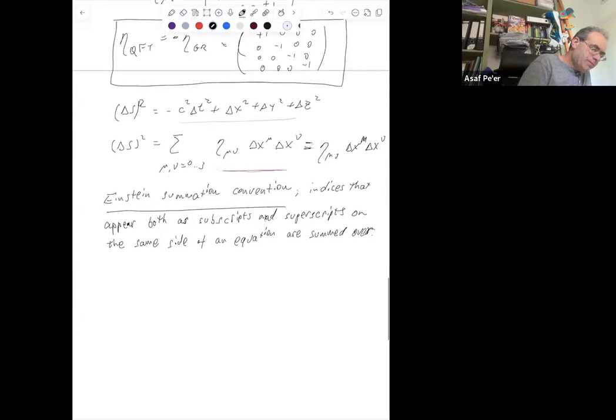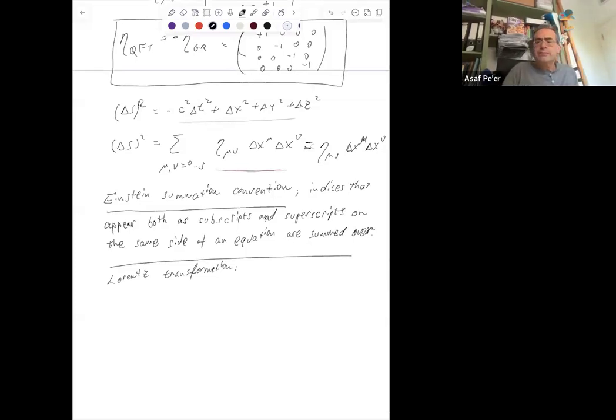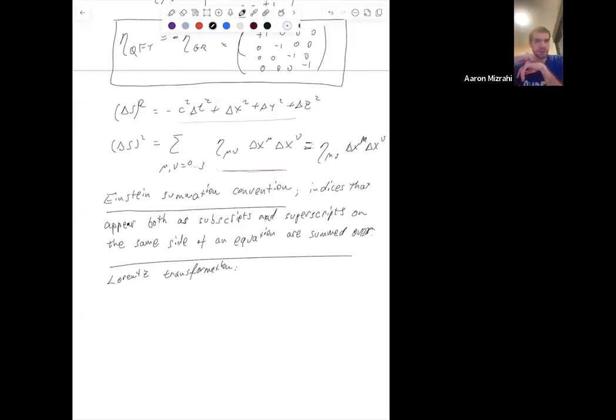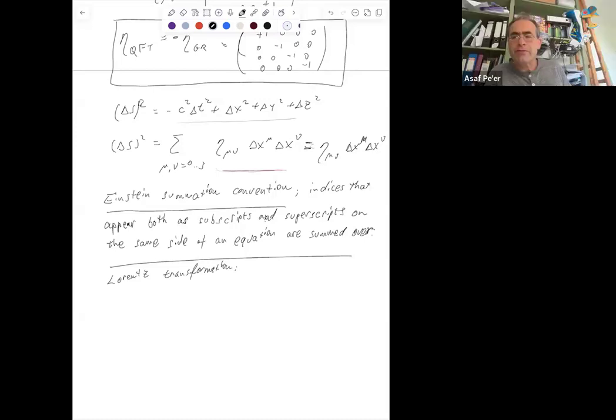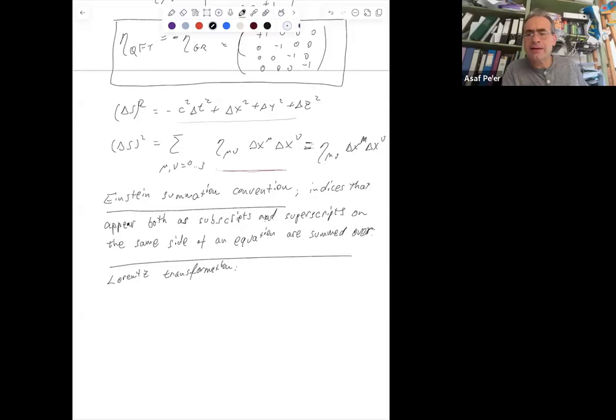Now with that new notation, I can define the Lorentz transformation. So what is a Lorentz transformation? What will be my definition of a Lorentz transformation? The mathematical formula, or the physical formula? One over the square root of one minus u squared over c squared, that's mathematical. Physically, what is a Lorentz transformation?